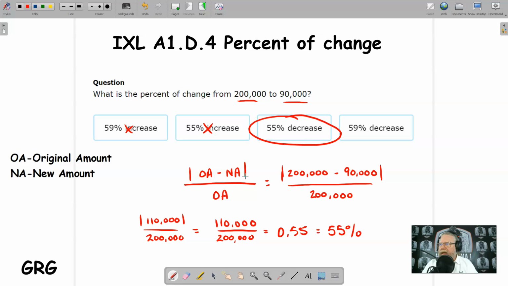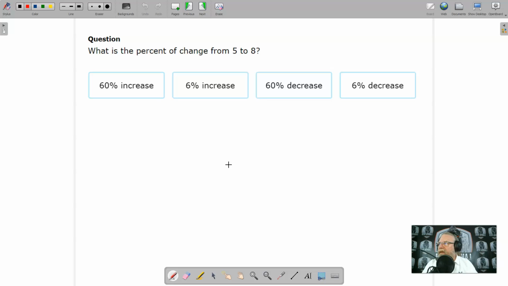decrease. Now, if it were an increase, we would end up with a negative number. And let's just go ahead and look at a problem where we have that situation. So what is the percent of change from 5 to 8? So it is an increase. So we can rule out the decreases here, right? So the question is, is it 60% or 6%?